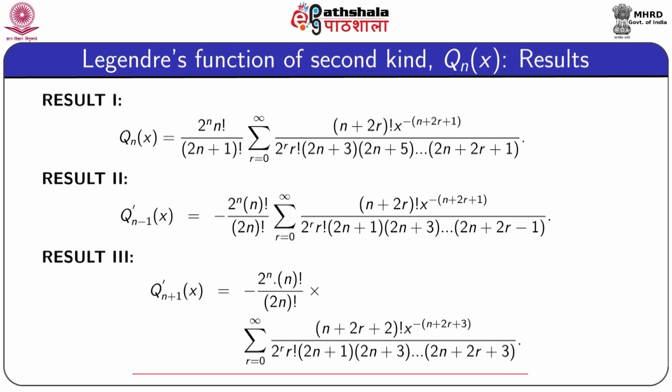q dash n plus 1 x is equal to minus 2 to the power n into n factorial divided by 2 n factorial multiplied by summation r equal to 0 to infinity n plus 2 r plus 2 factorial x to the power minus n plus 2 r plus 3 divided by 2 to the power r into r factorial multiplied by 2 n plus 1 2 n plus 3 dot dot dot 2 n plus 2 r plus 3. We will be using these results 1, 2 and 3 in the proof of the recurrence relation of Legendre's function of second kind.